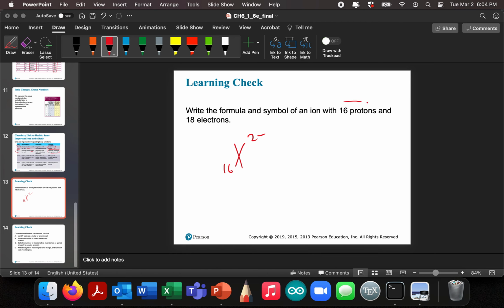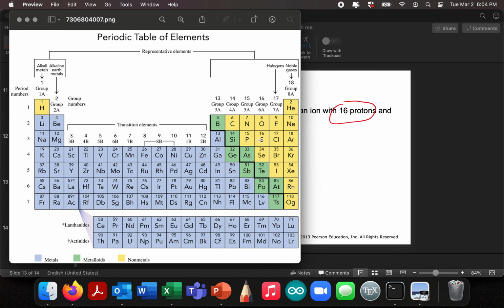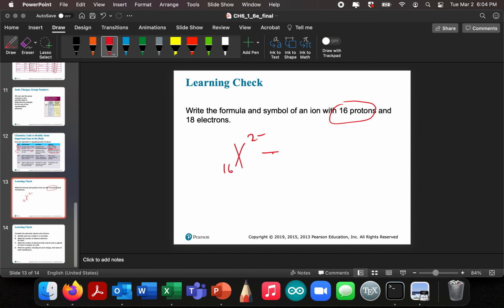Now let's go to the periodic table and find out what has 16 protons. 16 protons is right here. Looks like it's sulfur, okay? And so the structure we're looking for is S2-. Write the formula in symbol. Now we don't typically write the 16 down there because it's equivalent to the S, right? So you can put the 16 there, but this is the minimal answer for sulfide. Write the formula and symbol of an ion with 16 protons and 18 electrons, and there it is, sulfide.